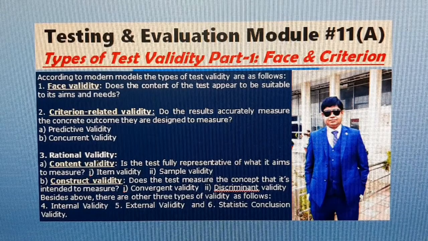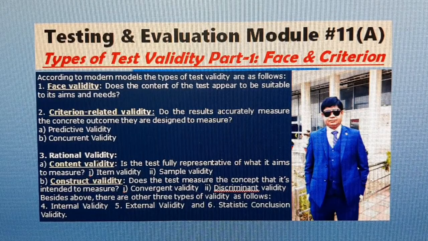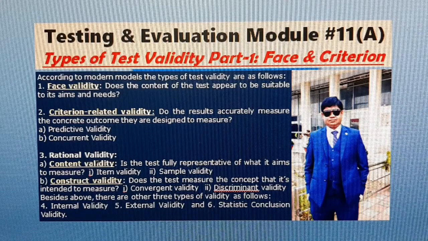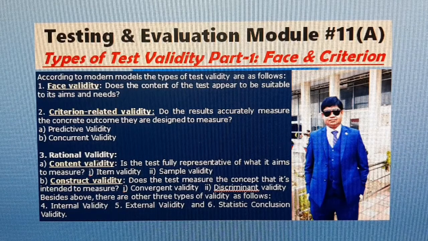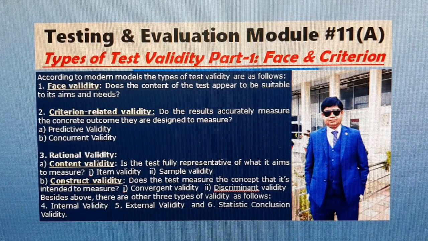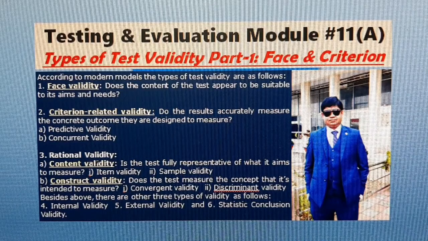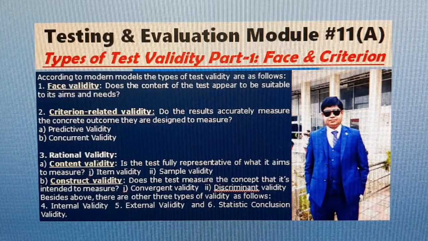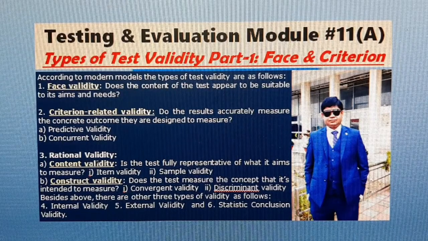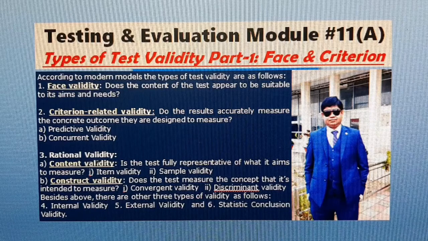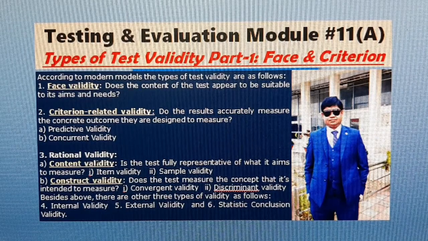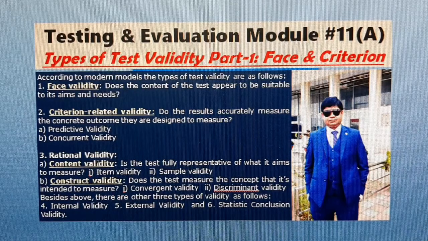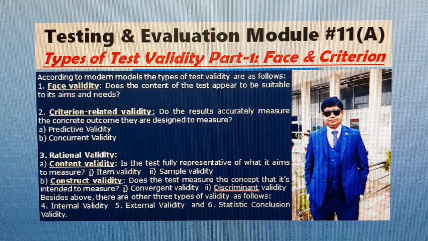Rational validity number B. Construct validity. Does the test measure the concept that it's intended to measure? Construct validity includes number 1. Convergent validity and number 2. Discriminant validity. Besides the above categories, there are other 3 types of validity as follows. Number 4. Internal validity. Number 5. External validity. And number 6. Statistical conclusion validity.